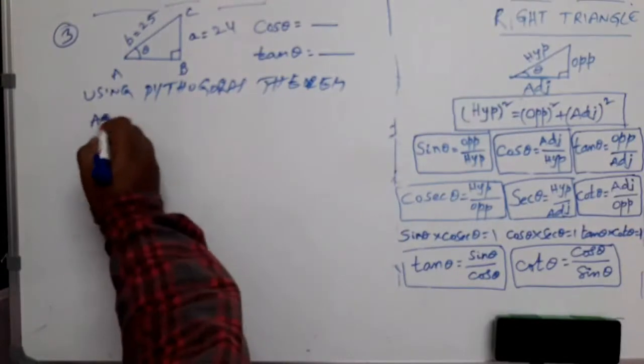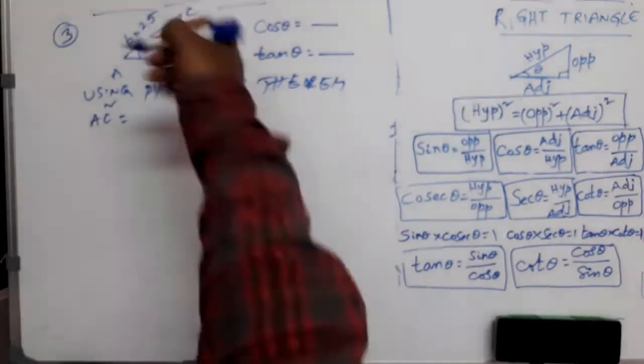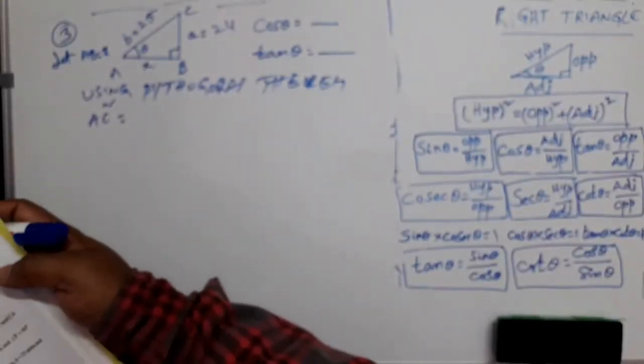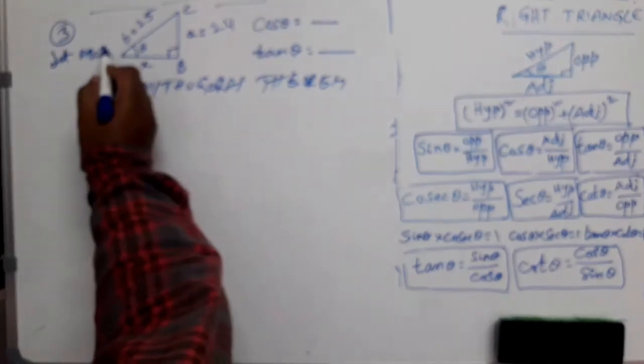Yes, AC square, hypotenuse square is equal to side square plus side square. That is opposite side square plus distance square. Anyway, AB square. Let us say this is x. Let AB be equal to x units, small x. He has mentioned units, so x units you can write.